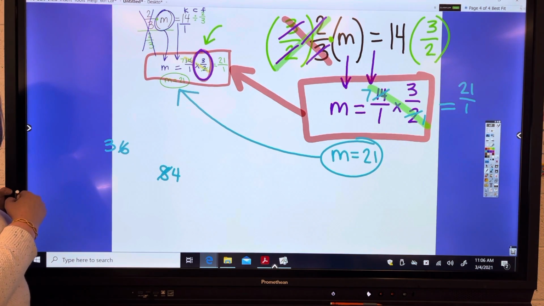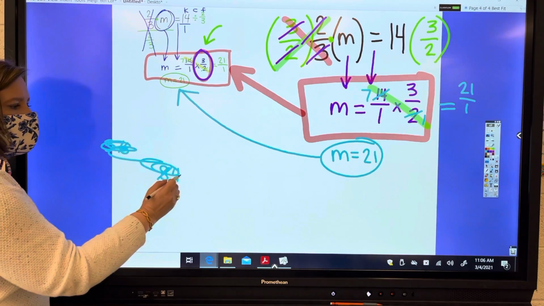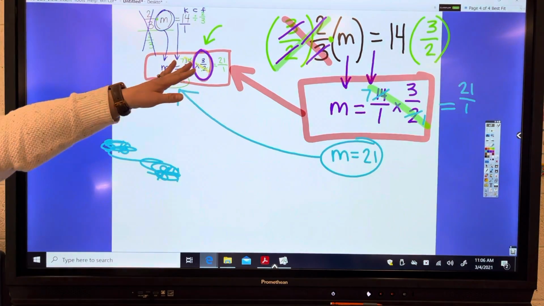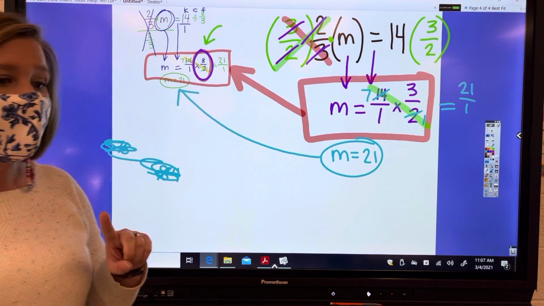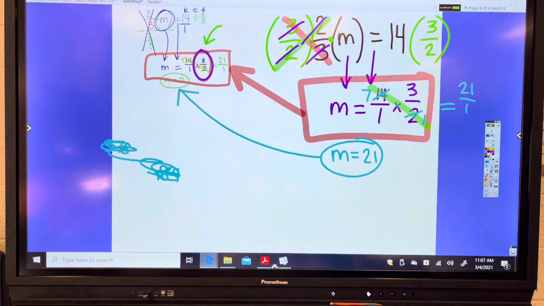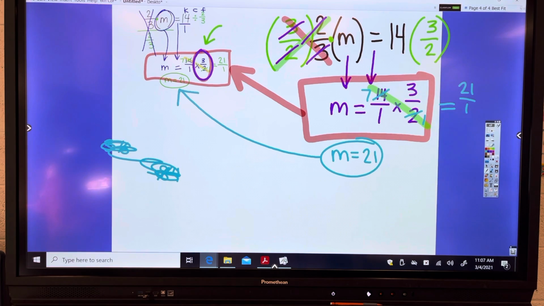Is that your question? It just depends on the number. Okay, I want you to write that on your paper. I want you to work that out on your paper for number 1. And then we're going to talk about number 2. Actually, when you finish number 1, I want you to go ahead and do number 2.